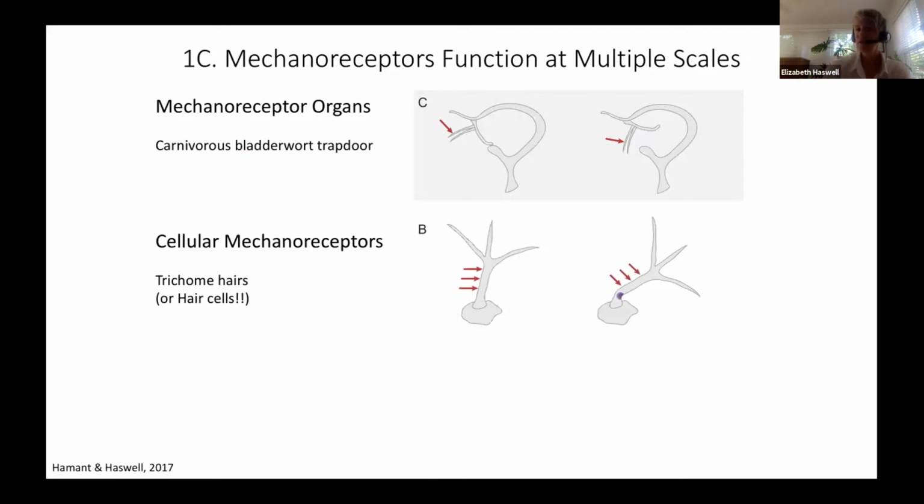There are also cellular mechanoreceptors. People here in the CEMB have been studying these trichomes, little hair cells on the surface of a leaf. They're sort of like little sensory organs that cover the leaves and stems of many plants. When they are bent over, the purple here indicates a calcium signal that then lets the plant know that there's probably an insect walking around on the leaf and it might be time to amp up its defense responses.